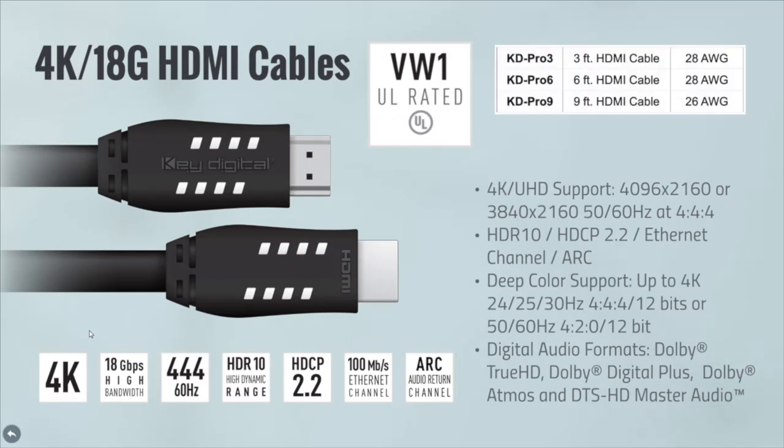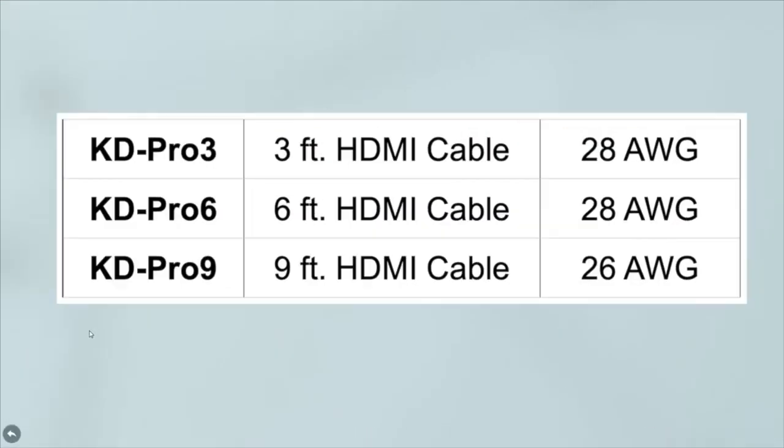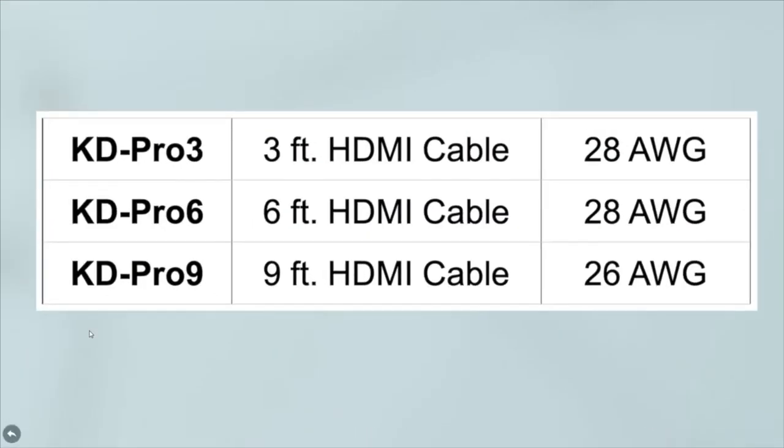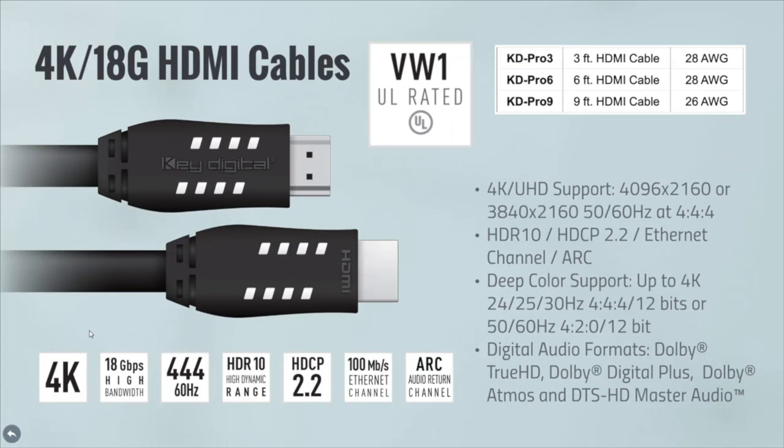With that feature set established, we have 4 different classifications of our cables. In rack, KD Pro 3, KD Pro 6, and KD Pro 9. Our 3-foot, 6-foot, and 9-foot lengths. Wire gauge measurements 28, 28, and 26 AWG respectively.